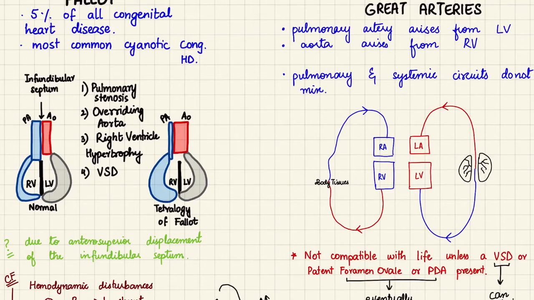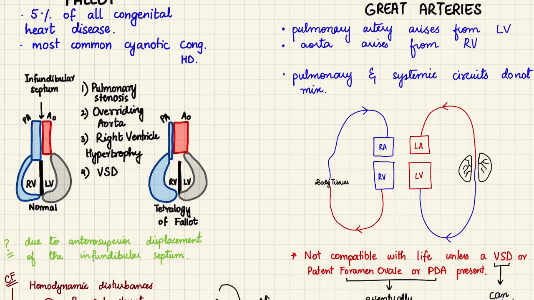To understand the cause of this, we need to know that there is an infundibular septum between the developing pulmonary trunk and the aorta. So in this case, what happens is that there is anterior superior displacement of that septum. So when that occurs, this is going to change into this. You can see here that the aorta has become bigger and the pulmonary artery has become stenosed, right? And also the aorta has overridden the septum.